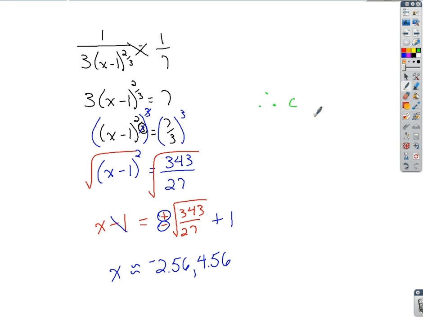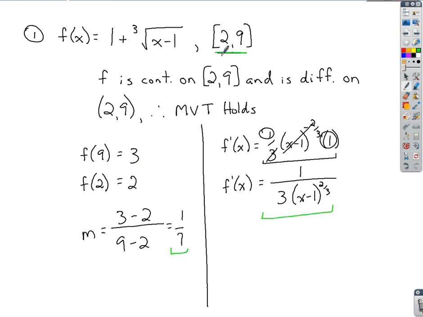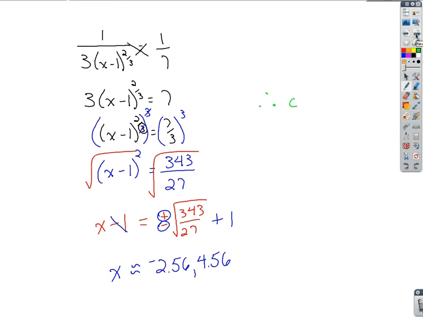Now, in terms of what our C would be, our C would not be both of these answers in this case because, if you recall, we're working on the interval from 2 to 9. So we can only go with values that we get as solutions over here that are on that interval. That would rule out the negative 2.56, meaning we only have one C value here of 4.56.